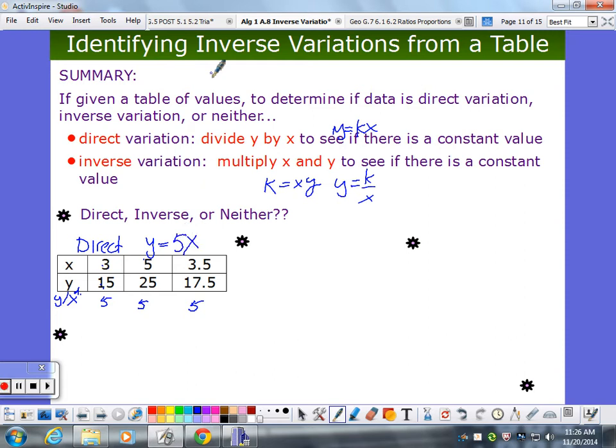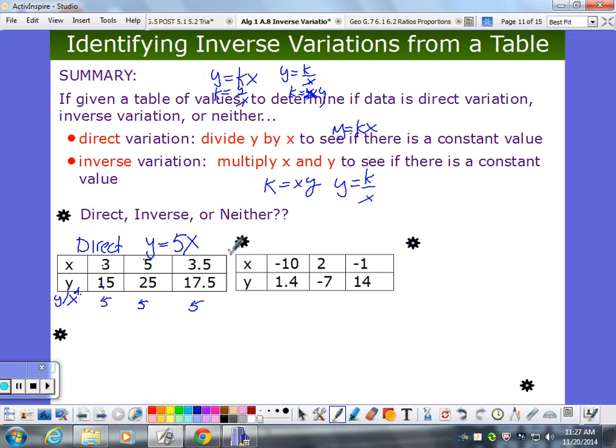Right? Because, again, you should keep this always nearby. y equals kx, k equals y over x. That's direct. Inverse: y equals k over x, so k equals xy. Keep that handy. All right, let's look at the next table here. Let's try y over x. See what happens. Maybe it's another direct. What's 1.4 divided by 10? 1.4 divided by negative 10.